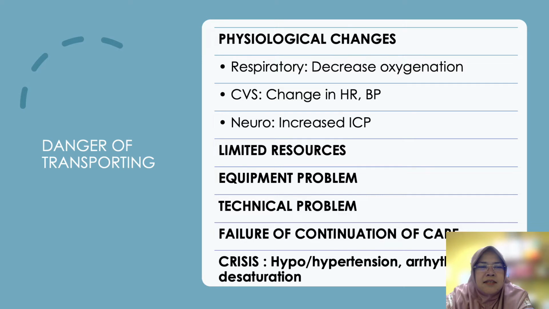What are the dangers of transporting a critically ill patient? They come from physiological changes during transport: in the respiratory system, decreased oxygenation; in the cardiovascular system, changes in heart rate and blood pressure drop; and at the same time neuro issues such as increased intracranial pressure. There are also limited resources, equipment and technical problems, failure of continuation of care, and crises of hypo or hypertension with arrhythmias and desaturation.